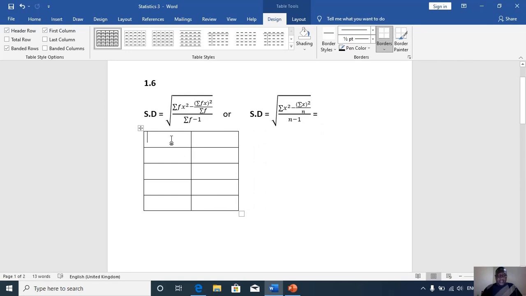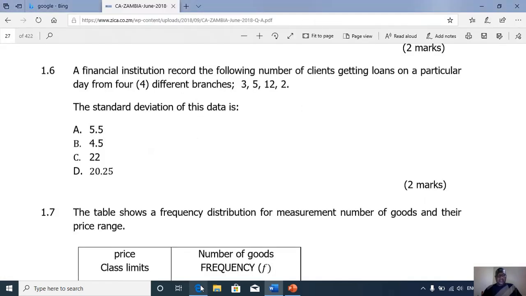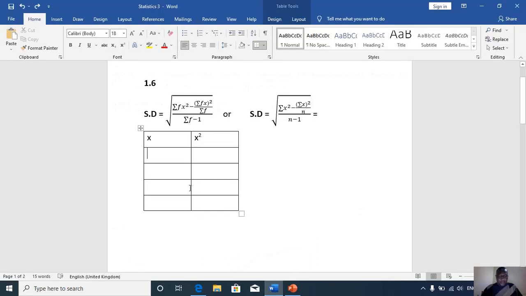So let's say here we have our x values, and here we have our x squared values. So let me pick the x values that we have from the question. This is 3, 5, 12, and 2.